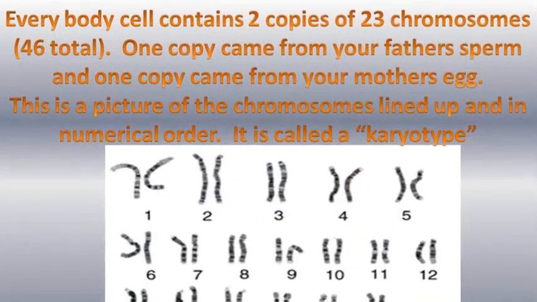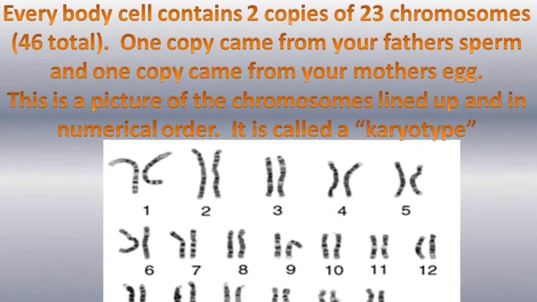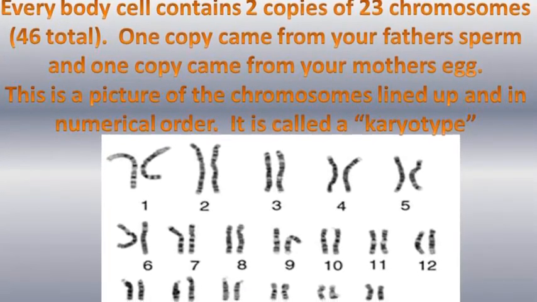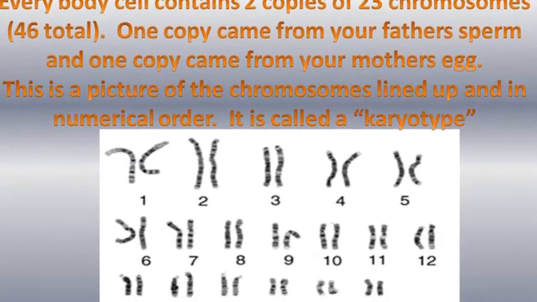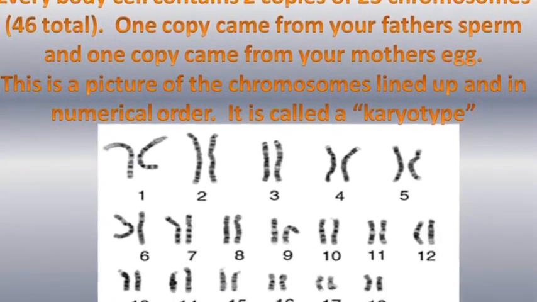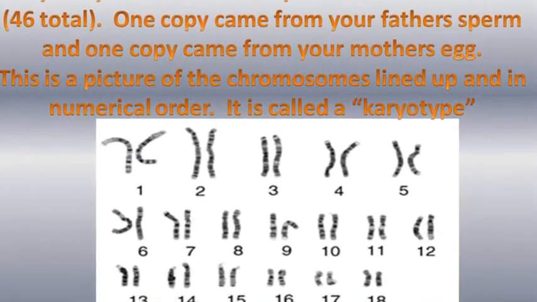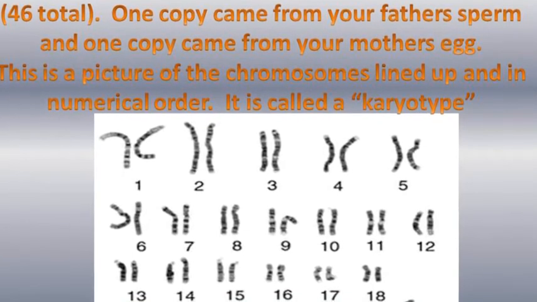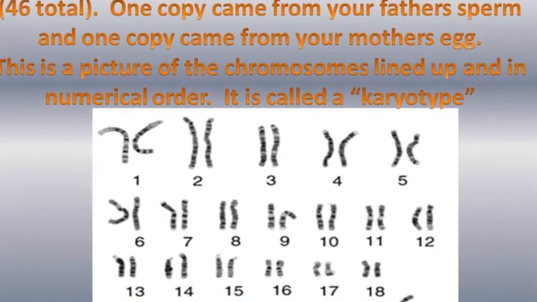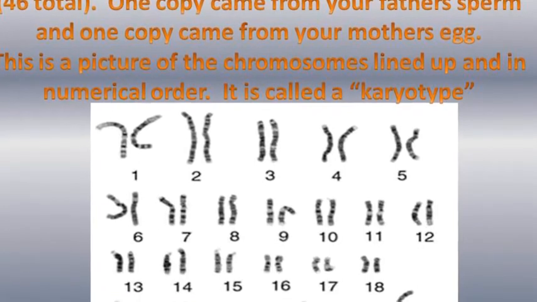So we're going to be doing a lot of work in class about this picture that you're looking at right here. This picture is called a karyotype, and it's basically when scientists take a cell out of your body and they take out the chromosomes, line them up in numerical order, and then take a picture of them. Okay, what can we use these pictures for?